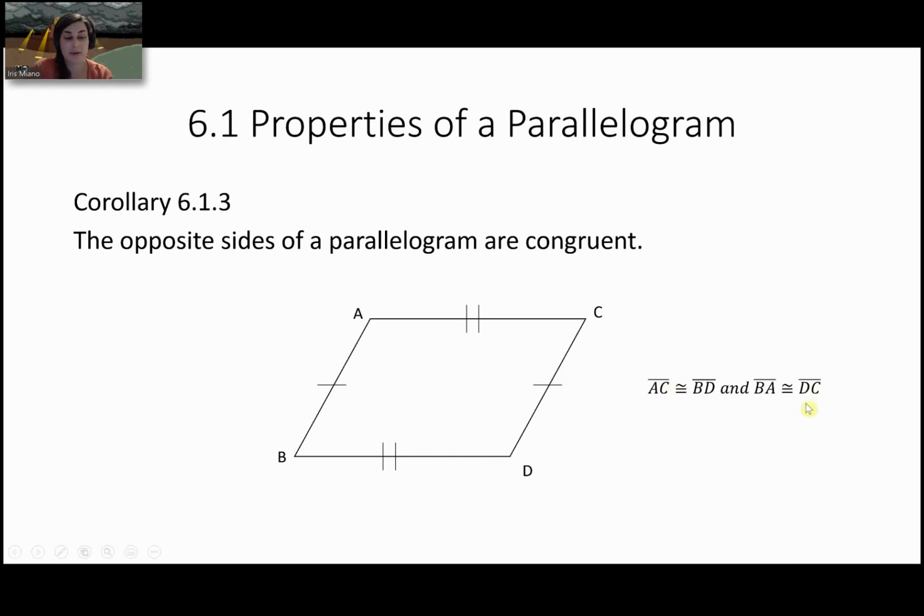DC, I guess is what I was calling it, BA and DC. You can name line segments in reverse, and there's no reason that it's any different than CD than I guess what I said earlier. Or, the other pair of opposite side lengths would be AC and BD. That's this congruency statement right there. Okay, so that's the consequence of this particular corollary.